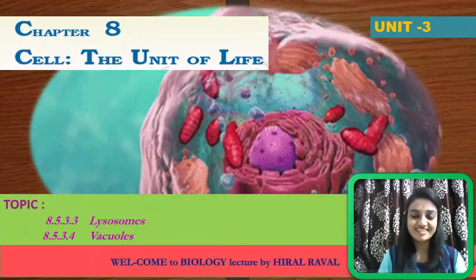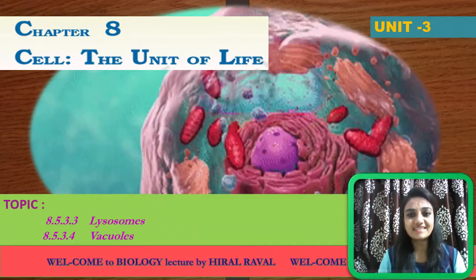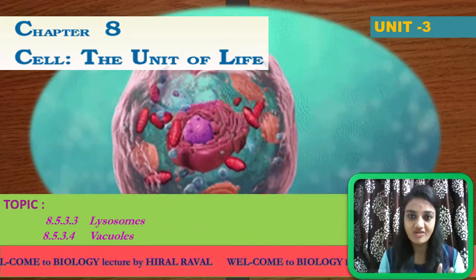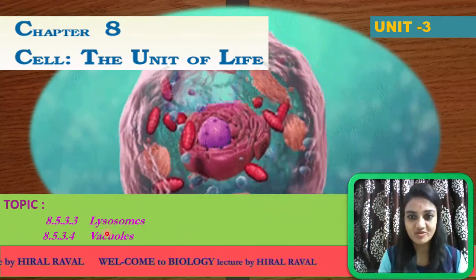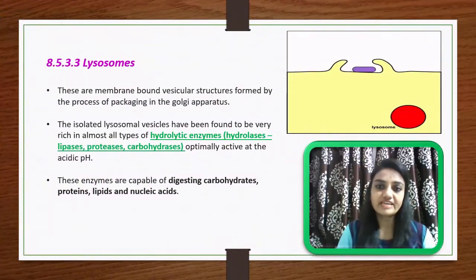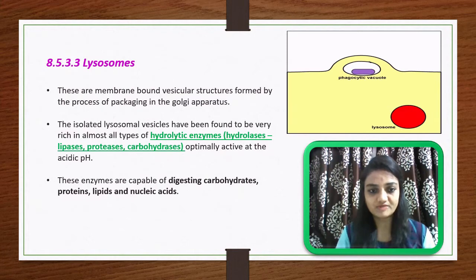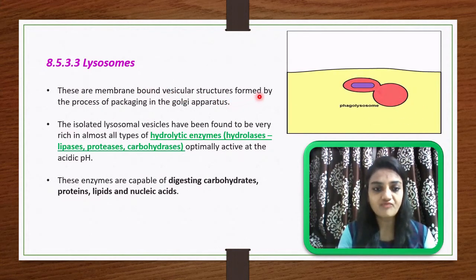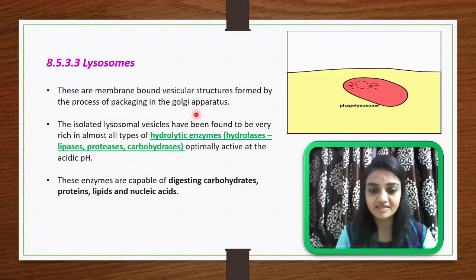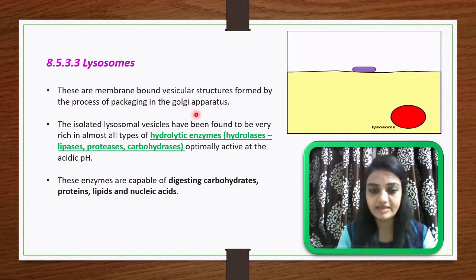Hello students, today we are going to discuss two important organelles of a eukaryotic cell, lysosomes and vacuoles. First of all, let me discuss lysosomes. These are membrane-bound vesicular structures formed by the process of packaging in the Golgi apparatus. Okay, this is the result of the Golgi apparatus.